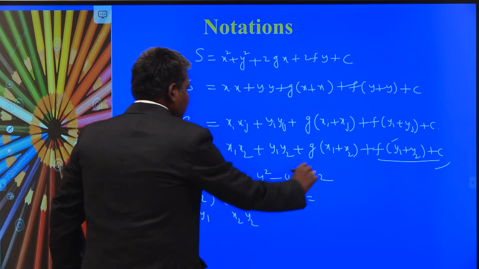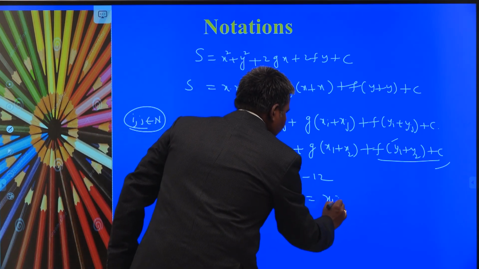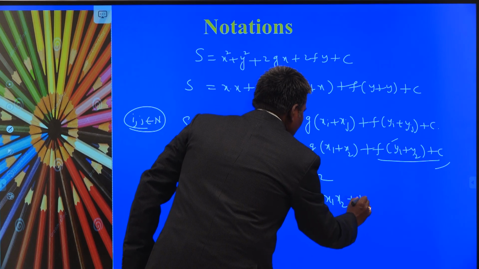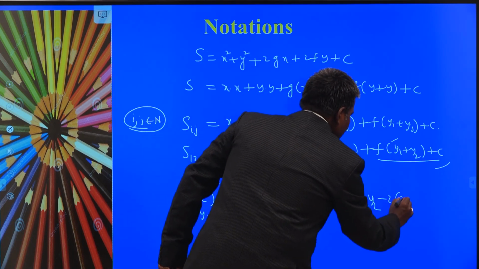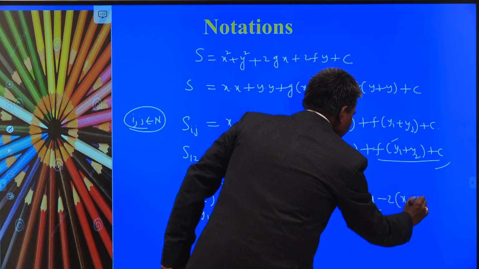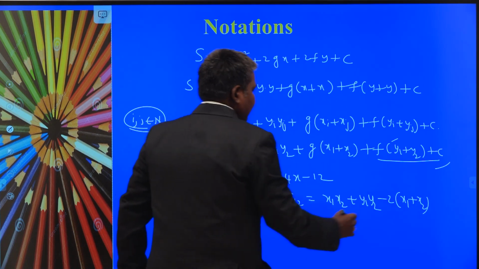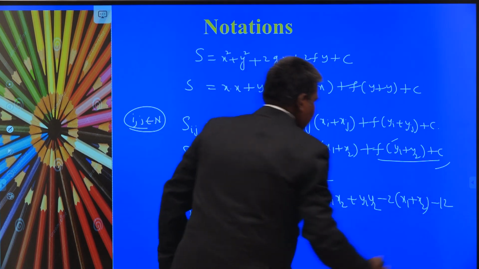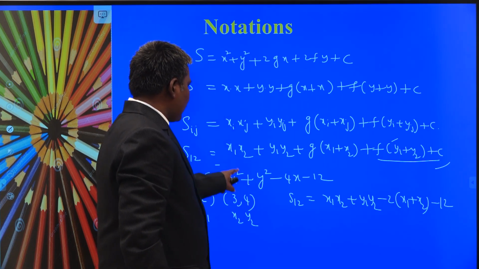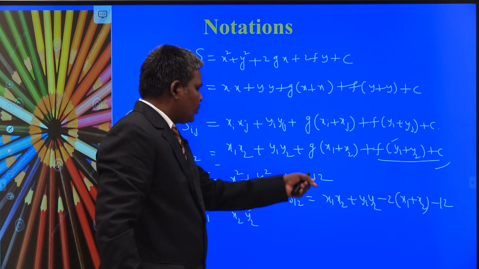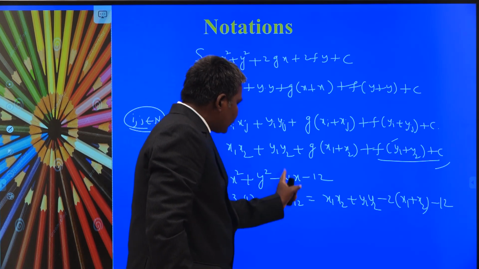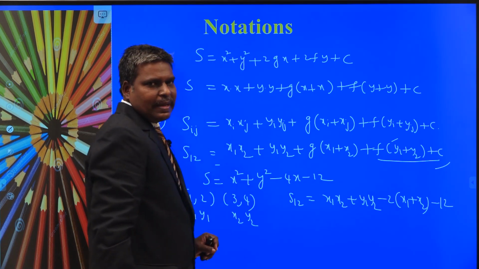S12 for this expression is what? x1 x2 plus y1 y2 minus 2 times (x1 plus x2). There is no y here, minus 12. That's it. So if there is a square, you have to write it in product manner. If there is a linear term, you have to write half of this value with x1 plus x2. You have to write in this manner.